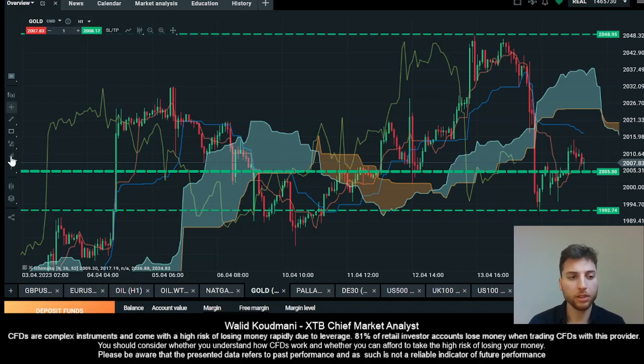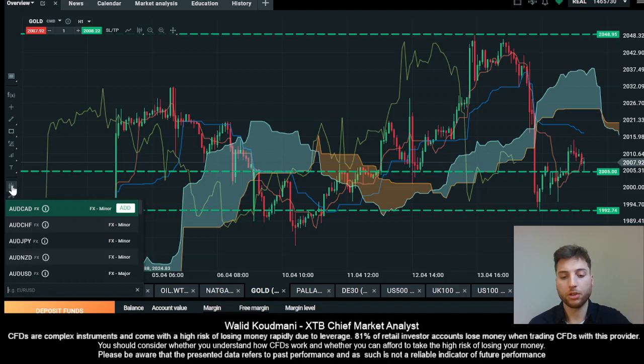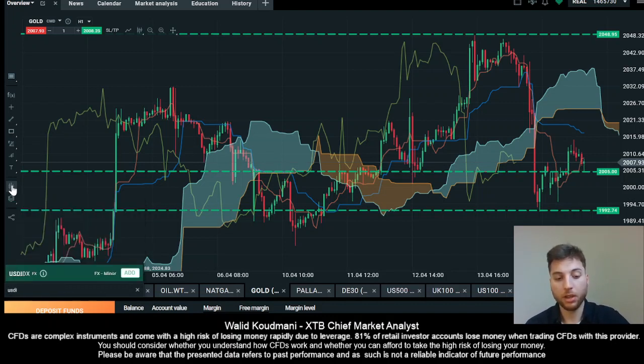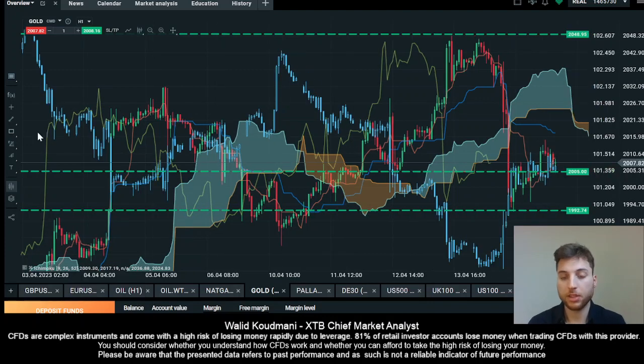If we want to put the US dollar index on top of the chart, which you can do as a feature on the XStation 5, you can do here USDIDX. You can see quite a similar inverse correlation between gold and the US dollar index. The US dollar index dropped precipitously over the past week or so and is now pulling back up towards the same level. So we can see equalizing on that overlaid chart.